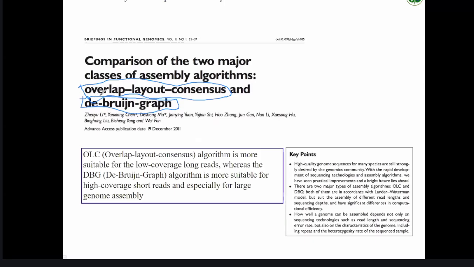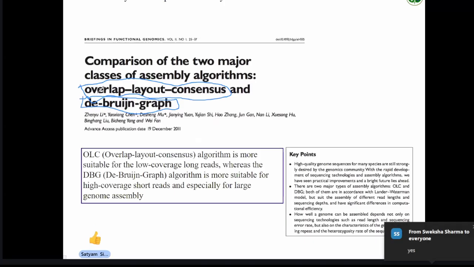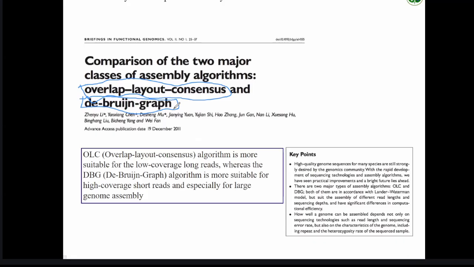So here are the two different approaches. The first one is overlap layout consensus, which was already used, where they only look for the overlap between all the reads. The second approach is the de Bruijn graph approach, where people use de Bruijn graphs to assemble the genome. The overlap layout consensus algorithm is more suitable for low coverage long reads, whereas the de Bruijn graph algorithm is more suitable for high coverage short reads, and especially for large genome samples.